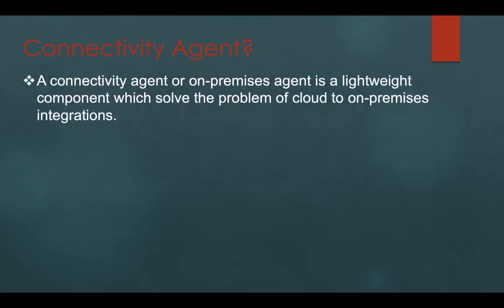Similarly, OIC also cannot communicate with the application which is behind the firewall. So in order to communicate between OIC and an on-premise application, you must have the connectivity agent. And what is a connectivity agent? A connectivity agent, or on-premises agent sometimes, is a lightweight component which solves the problem of cloud to on-premises integration. So you can understand it like this.